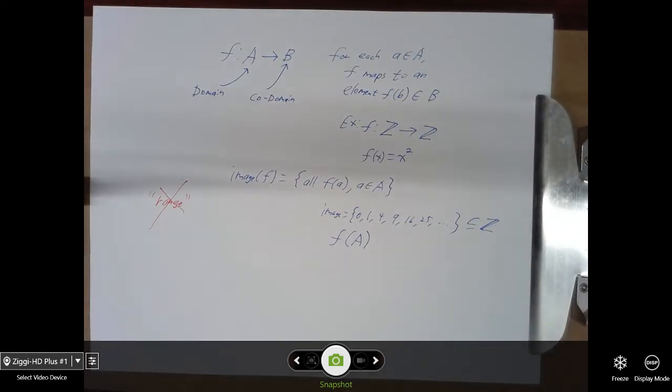So domain is what you're mapping from. Codomain is the set that you're mapping into, but you may not map to every element in the codomain. Okay, the image is the set of all the things that you map to. So anything in the image, there's something in the domain that maps to it. Is that clear?